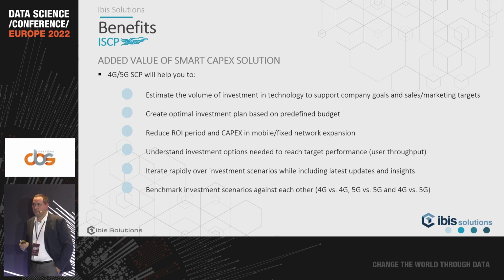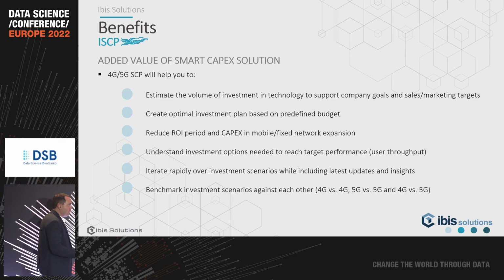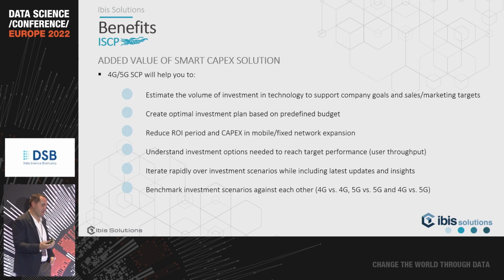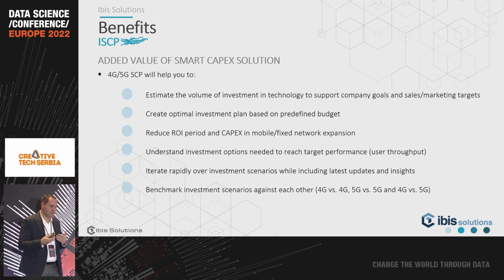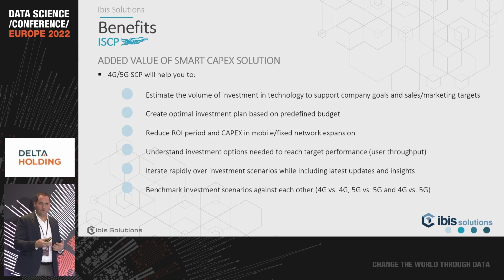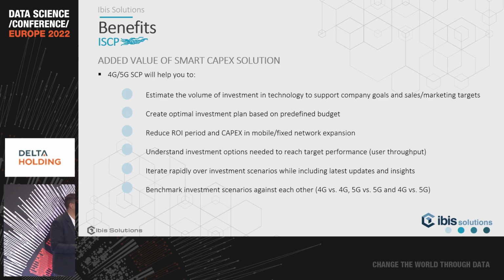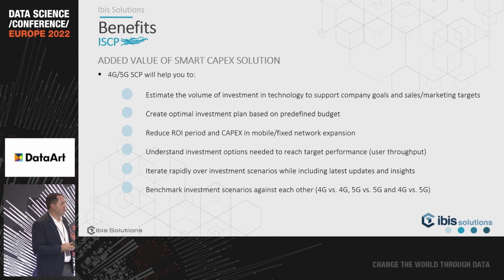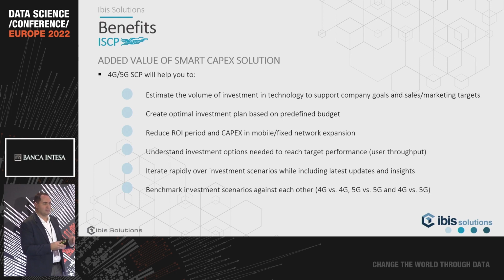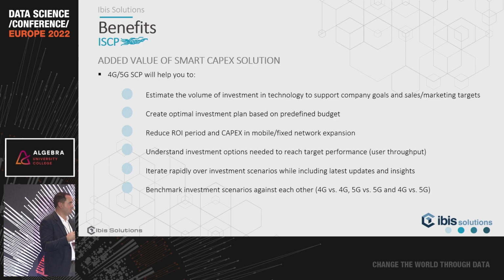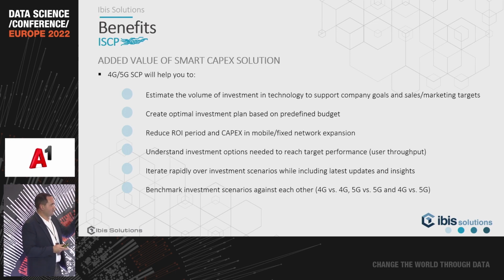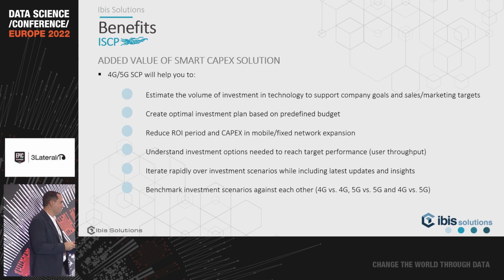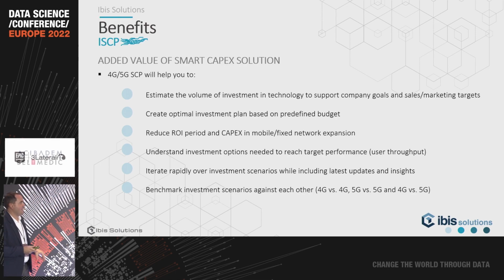Last but not least, what is the value of this for decision making? By providing the algorithms within the software solution that is directly used by the engineering team, replacing all the conventional calculations they have performed in the past, it is possible to really estimate the volume of investment, the optimal investment to support company goals, not the technical KPIs, but the goals overall, like market share, everything we mentioned already, sales targets. We can create an optimal investment plan based on the predefined budget, reduce the return of investment time because we are not over-investing. We are placing the investments where they are needed and when they are needed.